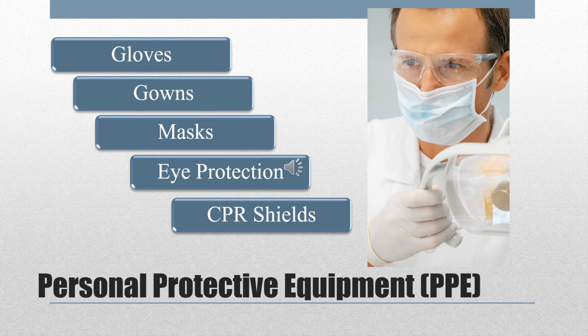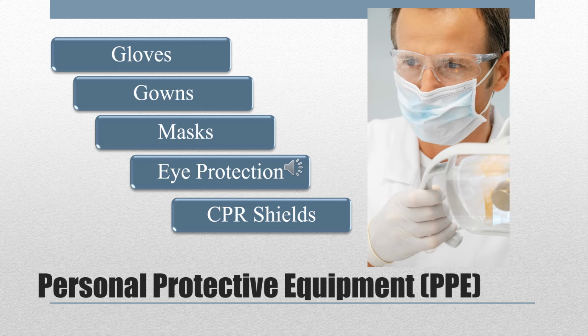Personal protective equipment, or PPE. Personal protective equipment is specially designed clothing or equipment which is worn to protect against bloodborne hazards. One type is gloves. Disposable gloves should be worn anytime there's a risk, whether perceived or actual. Gloves should be worn even if you do not have any areas of non-intact skin.